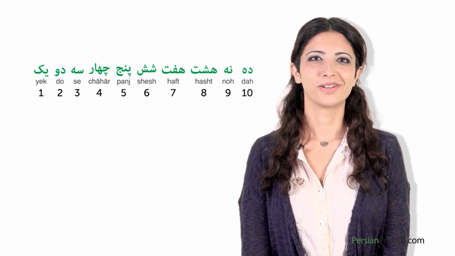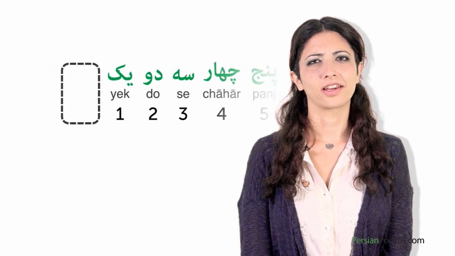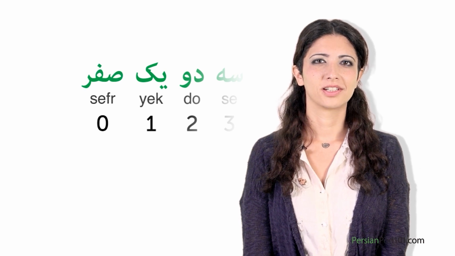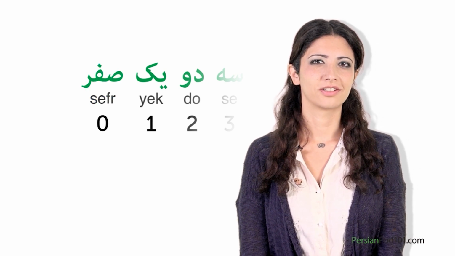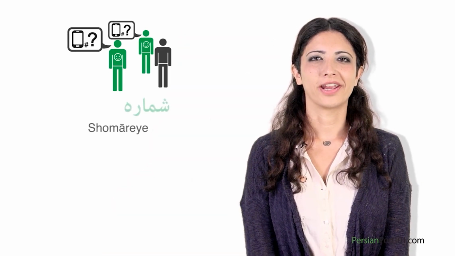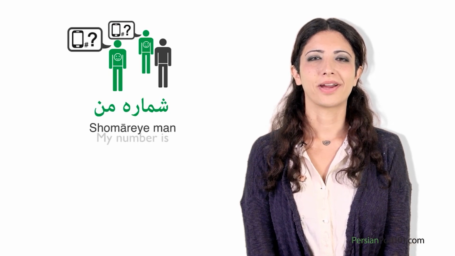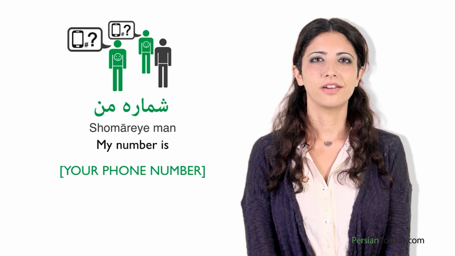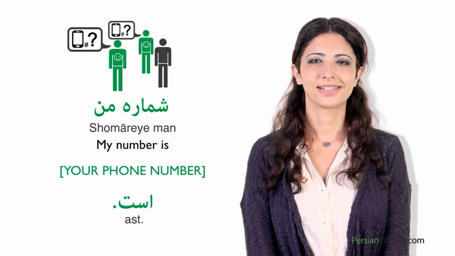Great job! What is before yek? Do you know? It's sefr. Sefr. You don't have any more excuses. You can give your friends your cell phone number in Persian. Let's try it together. We'll use the phrase شماره من, which means my number is. You say the numbers after that, and then finish by saying است.